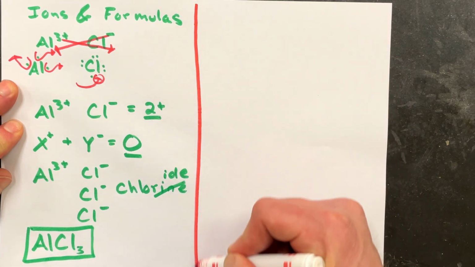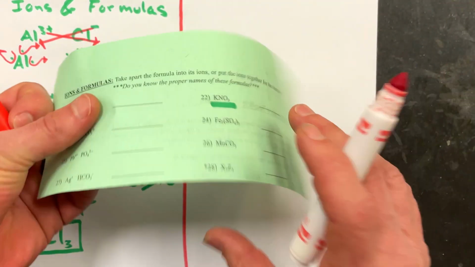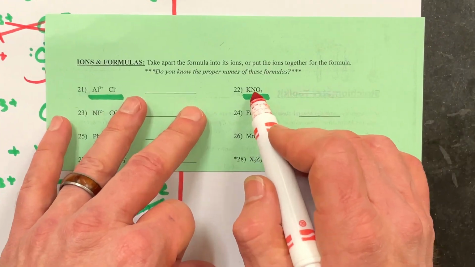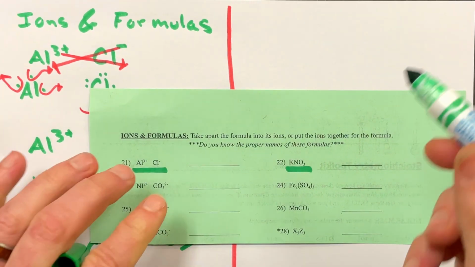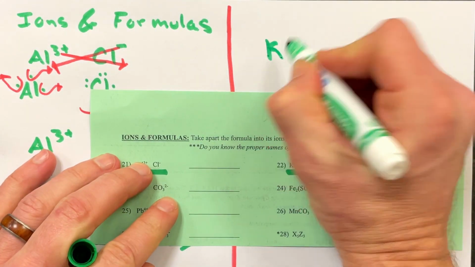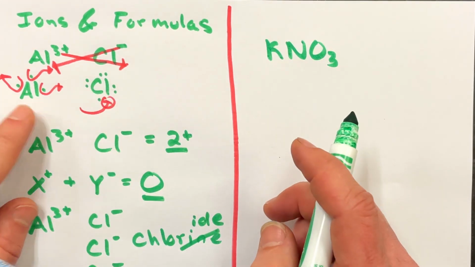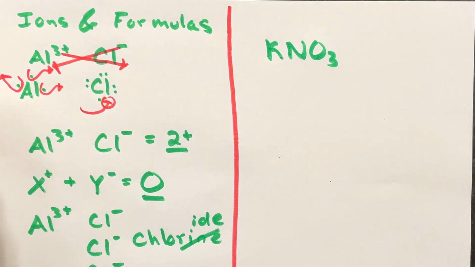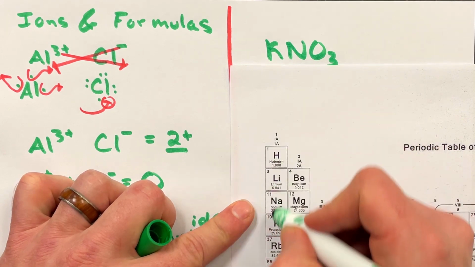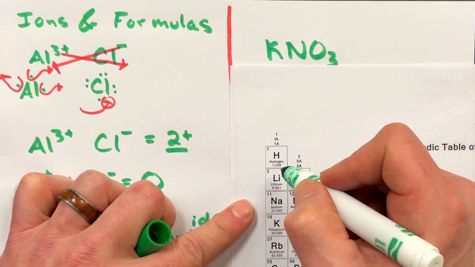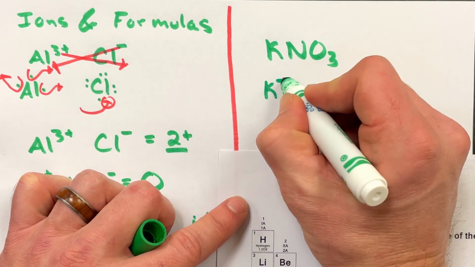Now let me show you the other one when we're splitting them apart. If we have potassium nitrate, I'll go a little faster on this one. So we have potassium nitrate. Now, with these, we want to know that potassium is in our group 1 right here. All of these will become +1 every single time they become an ion. So that means potassium becomes +1.